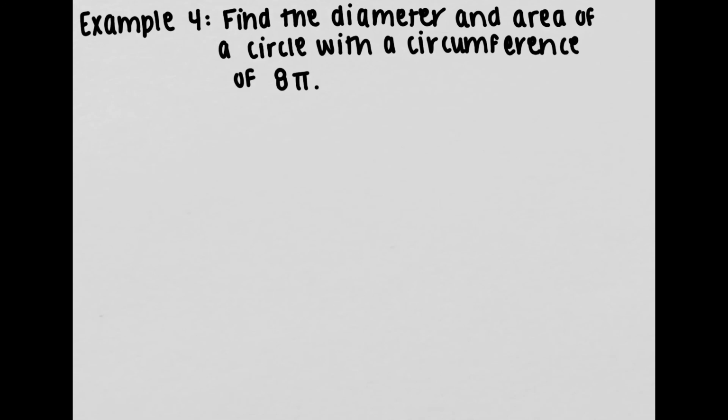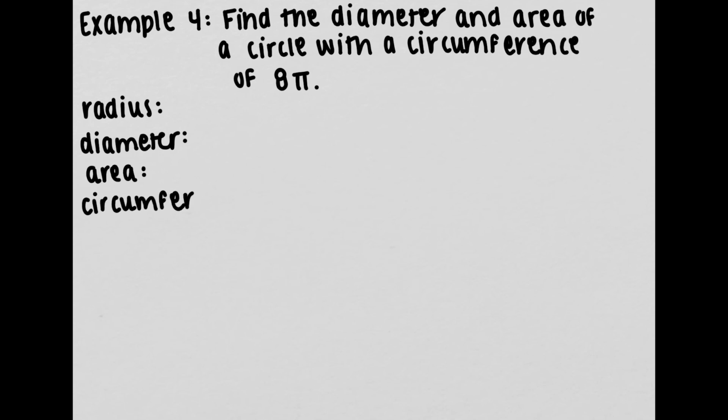So our last example, example 4, I tell you to find the diameter and area of a circle with the circumference of 8 pi. So on the left side, I'm going to write out radius, diameter, area, and finally circumference, like we have been. Now I'm going to check my problem for what I'm given. I'm only given that the circumference is 8 pi, so I'm going to fill that in on the left side. Just like our last one, we were given the area and we had to solve for our radius. We're going to do the same thing here.